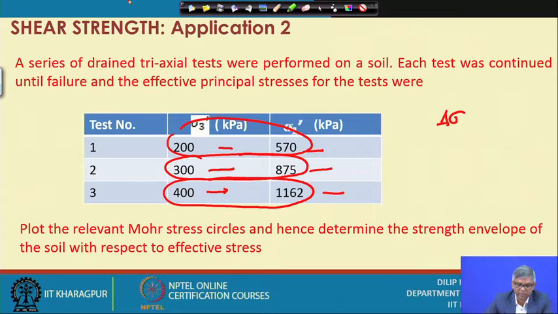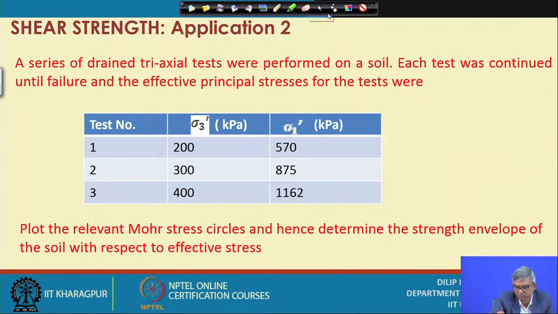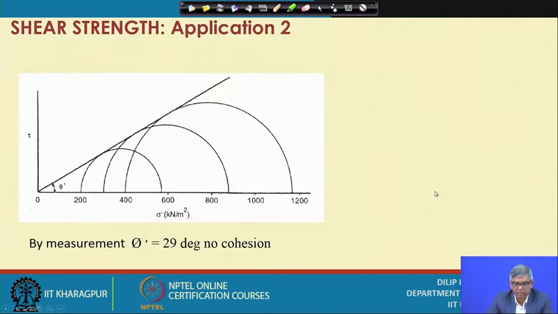So, let me go to the next slide, and you can see this now. The first circle: 570, this is 600, so less than that. So, sigma 1 is 570 and sigma 3 is 200. We know these are the two principal stresses. Two principal stresses will be on the x axis, and the distance between these two is the diameter of the circle. So, considering this as diameter, I can find the midpoint and complete this circle.